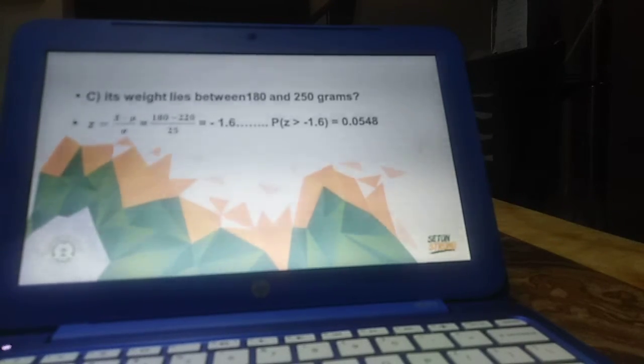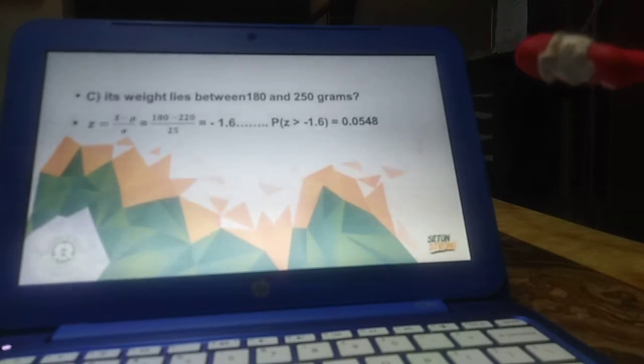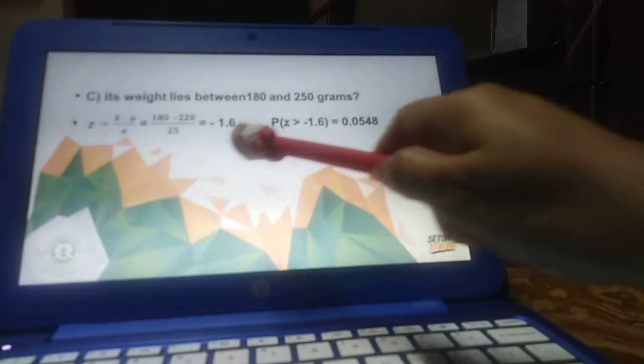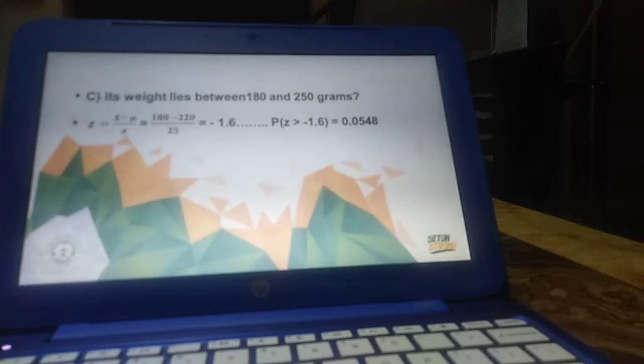For letter C, we're looking for the probability that the mango's weight will lie between 180 and 250 grams. So first, we solve for the z-score of 180. So 180 minus 220 over 25 is negative 1.6. Area for negative 1.6 is 0.0548. Second, we solve for the z-score of 250. 250 minus 220 over 25 is positive 1.2.